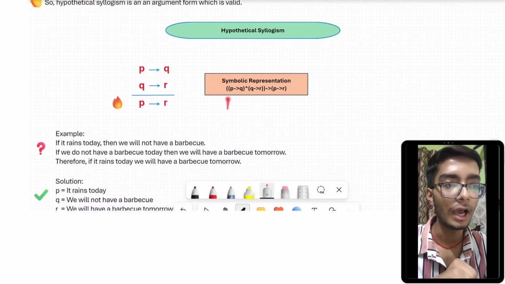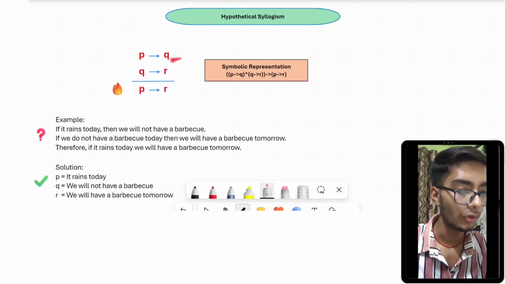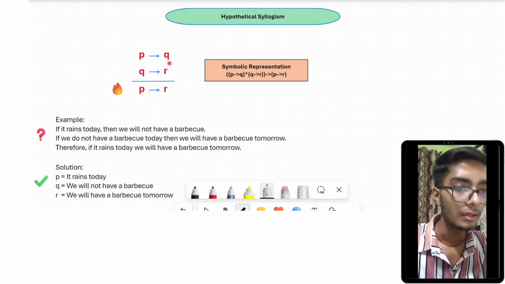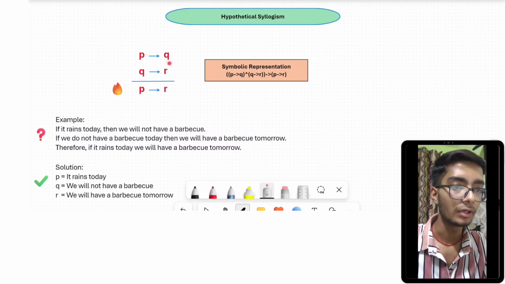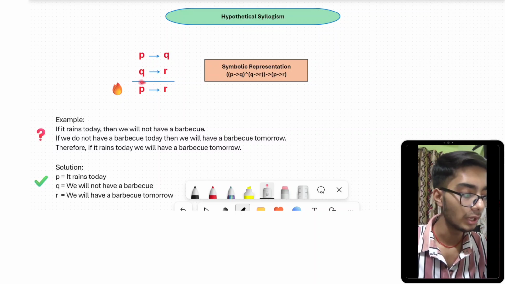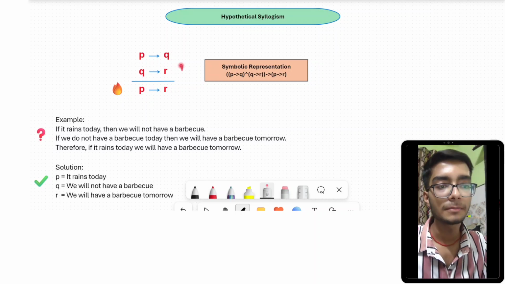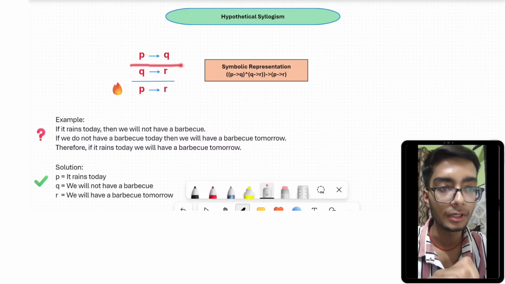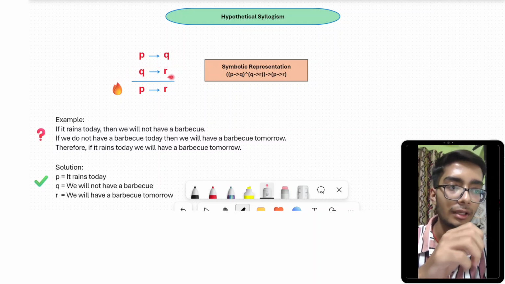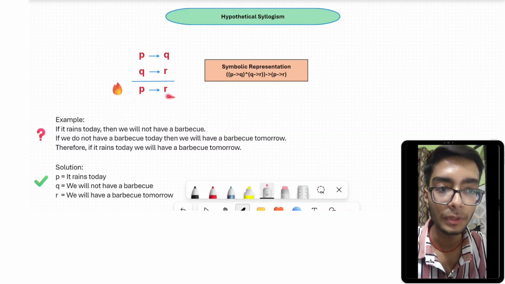Now we'll see hypothetical syllogism and its symbolic representation. Hypothetical syllogism says that whenever instances such as P implies Q and Q implies R appear in the proof, then P implies R can be placed as a subsequent line. This means that if I have statements like P implies Q, if P then Q, and Q implies R, if Q then R, then using the rule of inference of hypothetical syllogism, I can represent it as P implies R, if P then R.